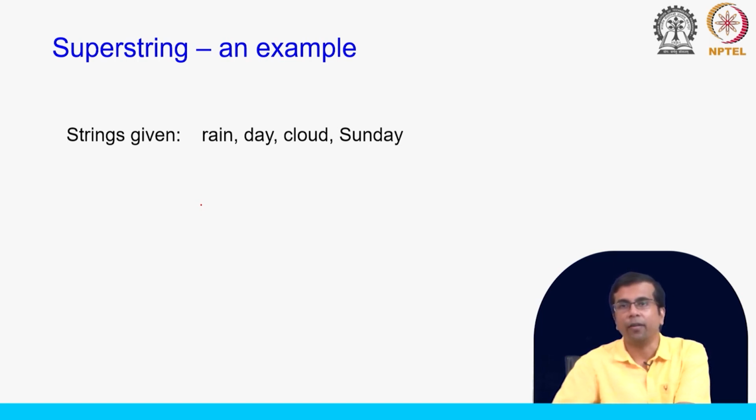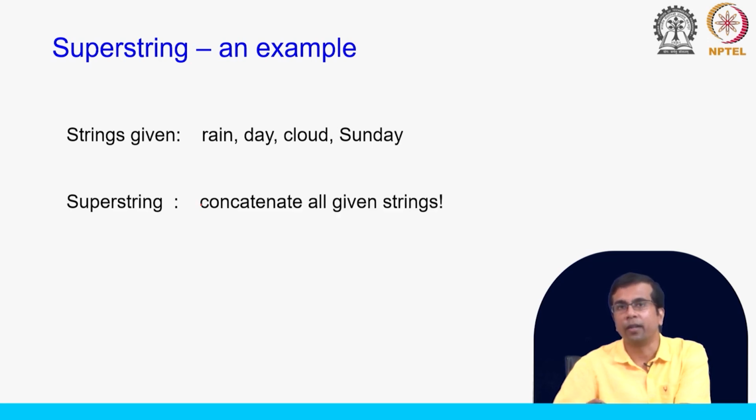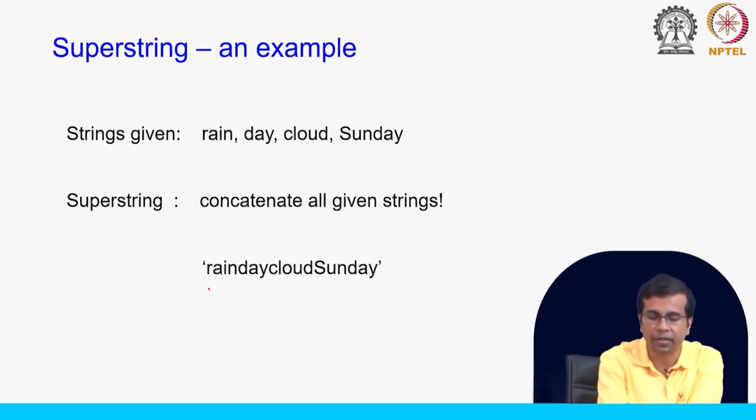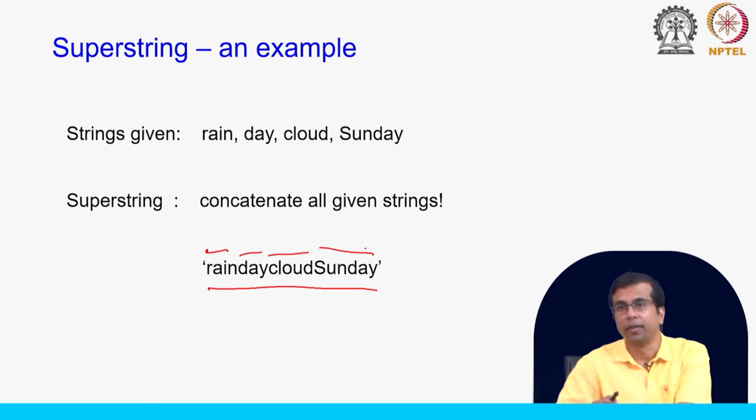Now, for a superstring, this will contain all these strings, and these will then be called substrings of the superstring. You can generate a superstring very easily if you just concatenate, if you just put one after another. That is an easy process. So, you can simply put them together and you can find this string rain in this superstring. This is the superstring here, you can find rain here, you can find day here, you can find cloud here, you can find Sunday here. So, this is an easy way to generate this superstring.